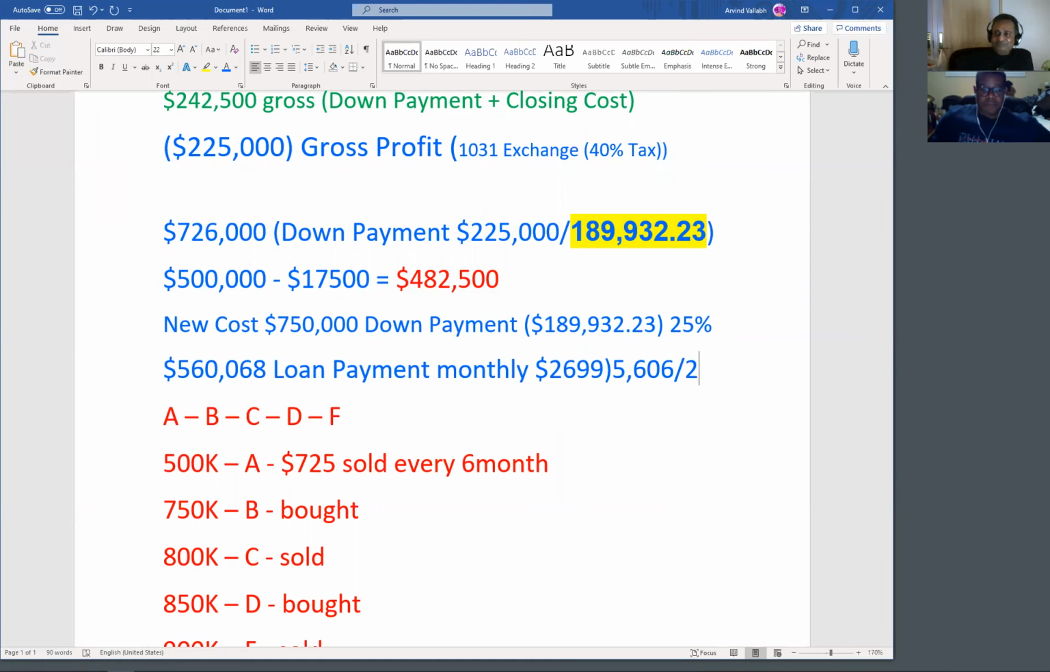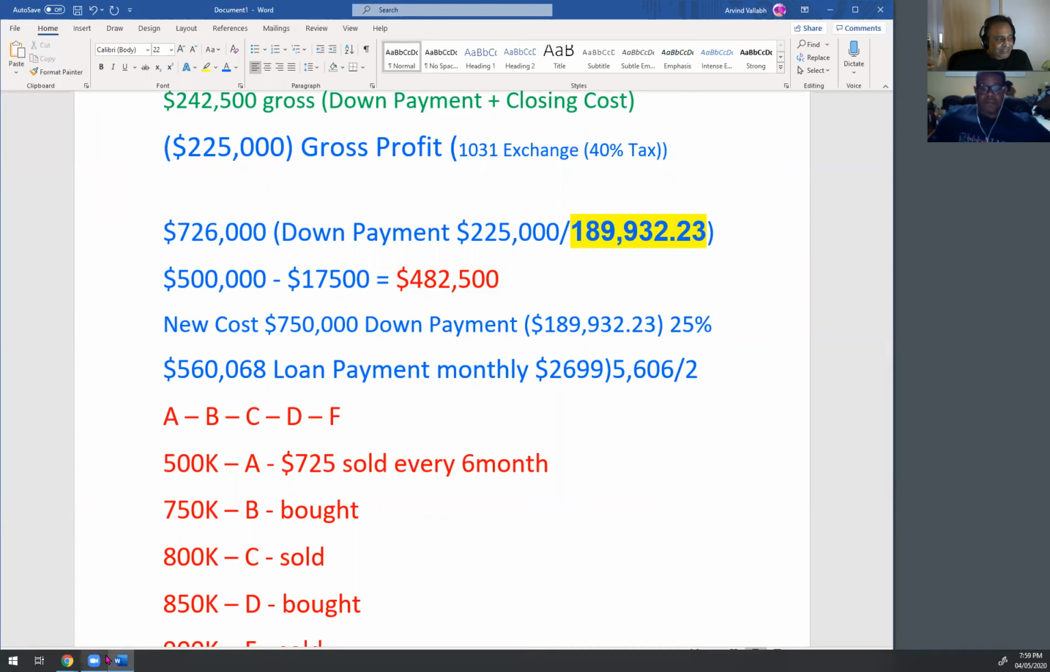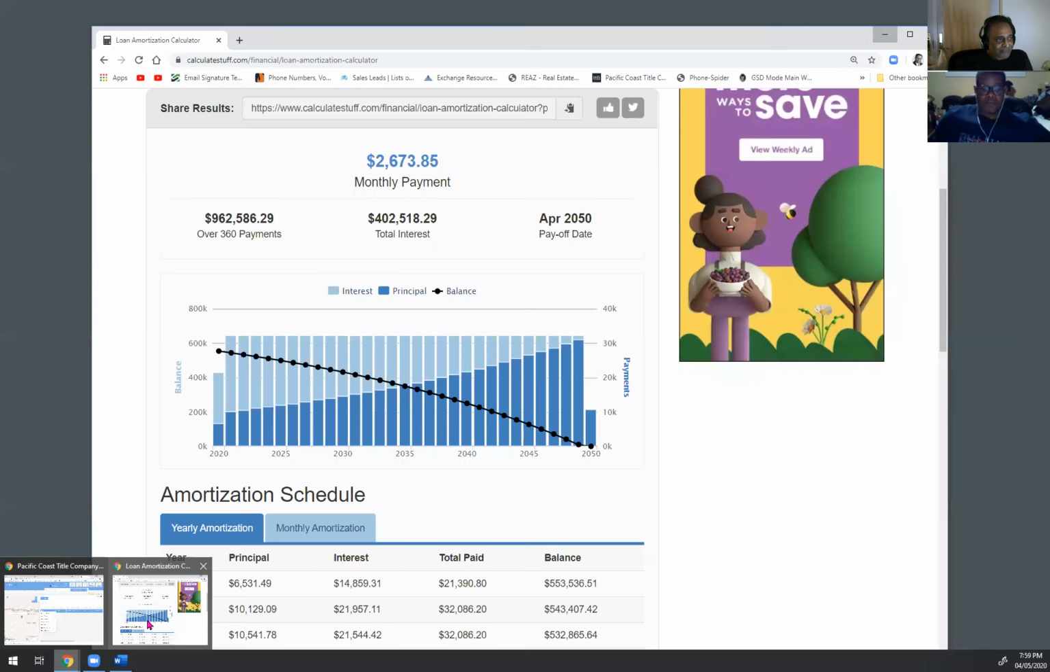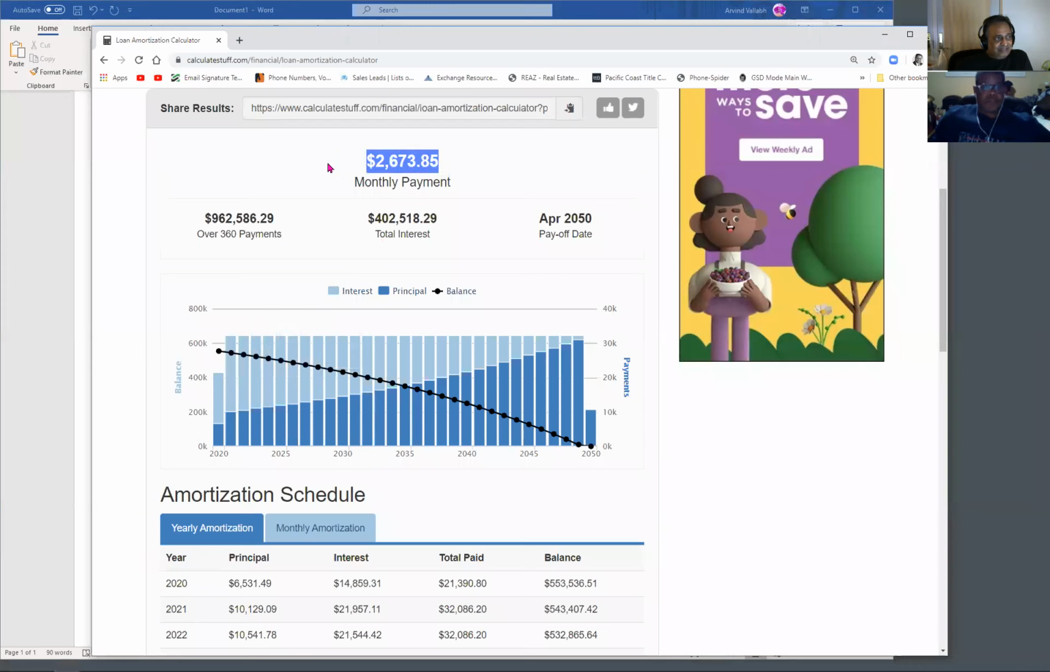28, approximately. Yeah, about 28. That's a round number though. So what is this number? 26. How far am I off? That's pretty good. I'm not off too much.